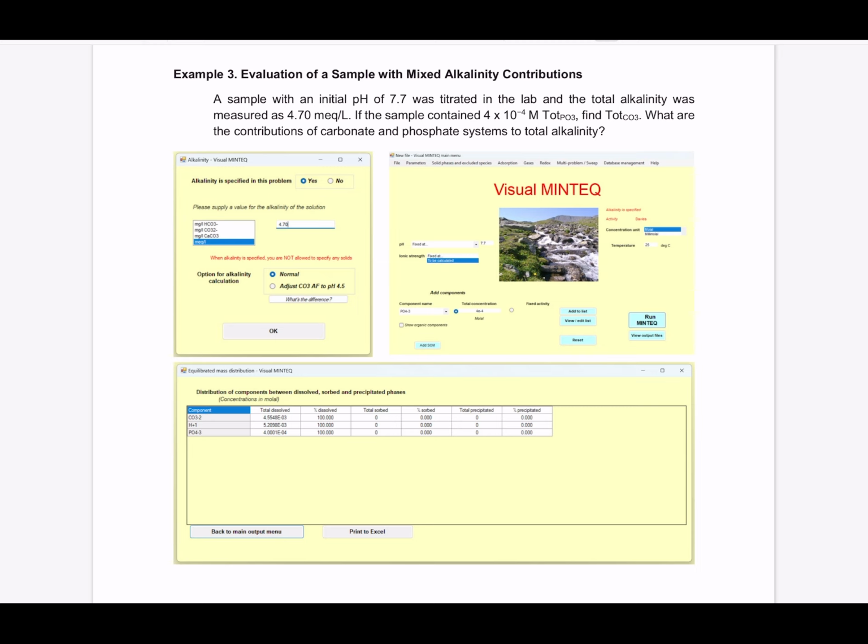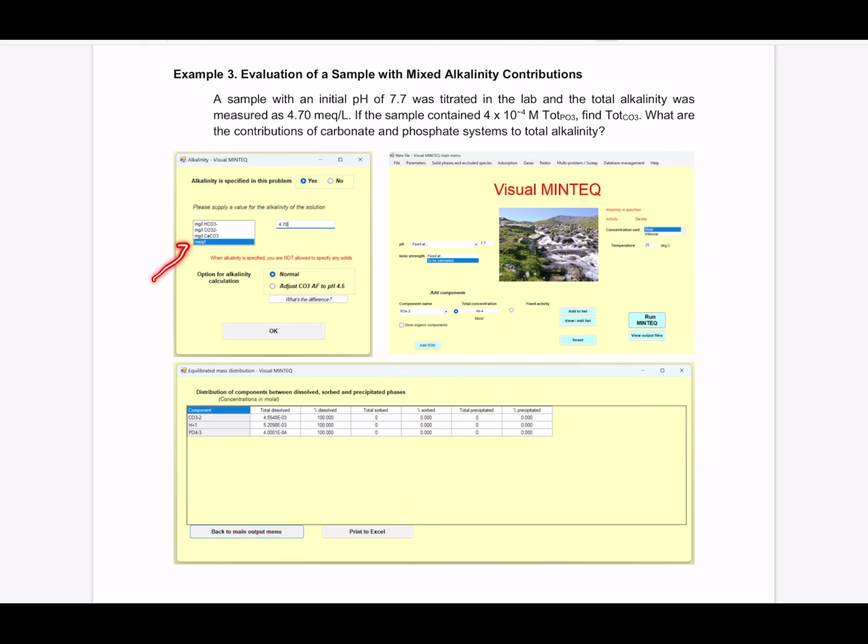Based on the equations we have in this lecture, we can't solve it, because we don't know how to calculate the alkalinity contribution of phosphoric acid. We just know it for carbonic acid. But here is the mixture of the two, and we know one of the total concentrations. The good thing is we can use Visual Mintech, and it's pretty accurate in terms of calculating that.